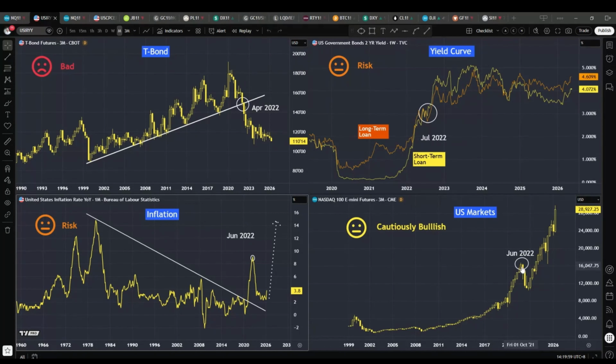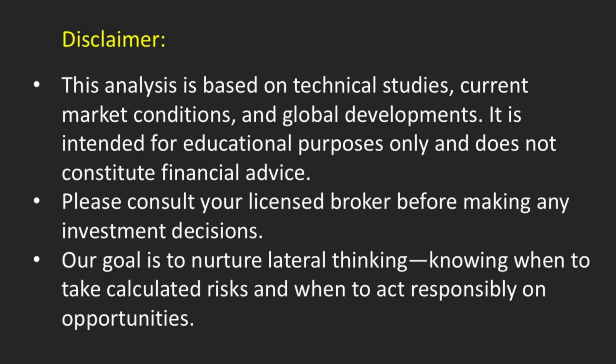Nasdaq collapsed 37%. And when the yield curve started to normalize in 2024, the US stock market broke above its 2021 high and resumed its upward trend until today. This analysis is based on technical studies and does not constitute financial advice. Please consult your licensed broker before investing.